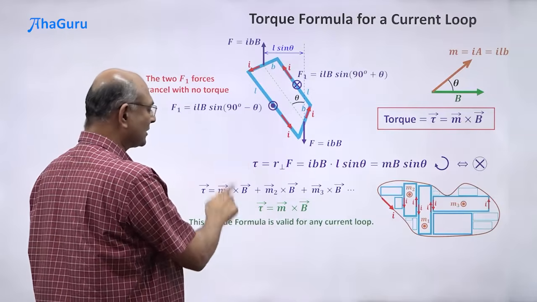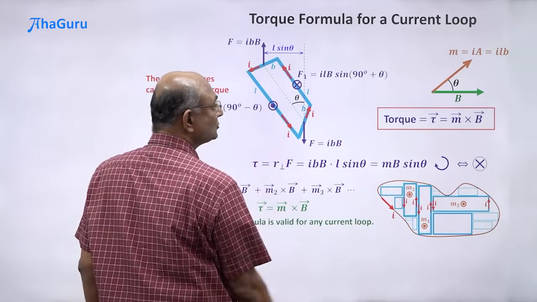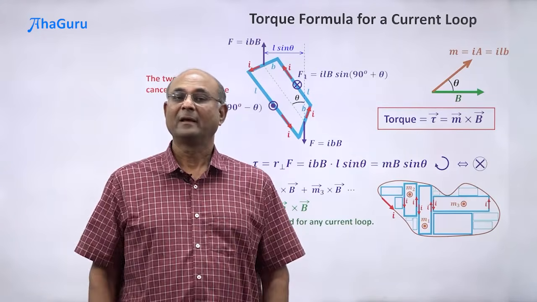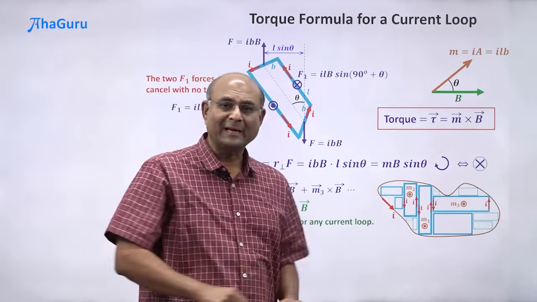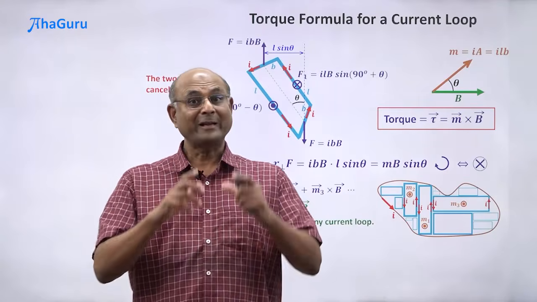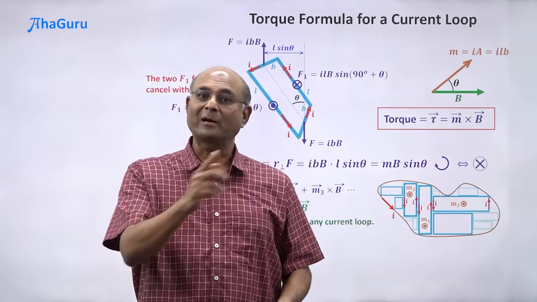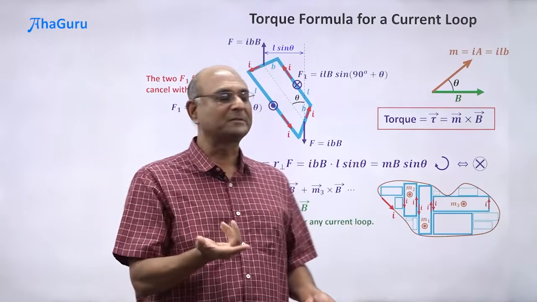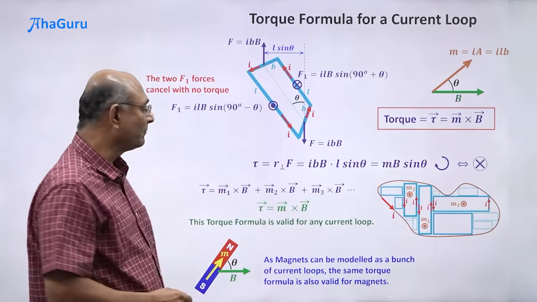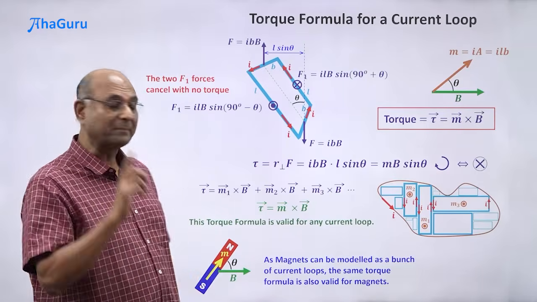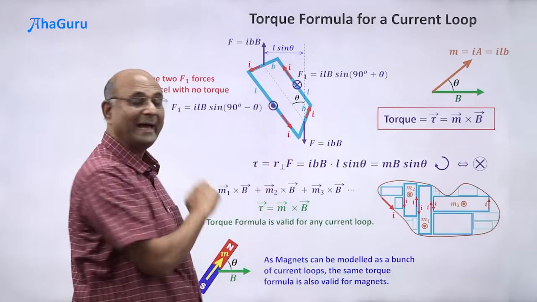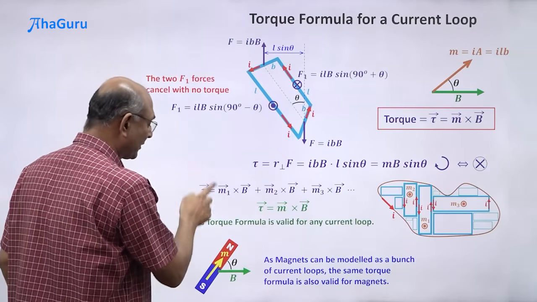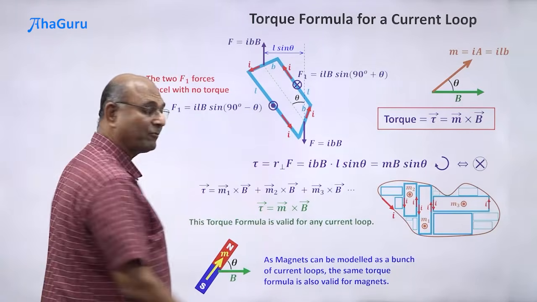So we have now proved that the torque formula that we have derived is not just valid for a rectangular loop, it is valid for any shaped loop. We have now seen that this torque formula is valid for any current loop. But a magnet can be modeled as a solenoid. But what is a solenoid? A solenoid is just a bunch of current loops. So that means any magnet can be modeled as a bunch of current loops. Since the current loop has this torque formula, a bunch of current loops will also have the same torque formula. So basically for a magnet also the same torque formula is valid.